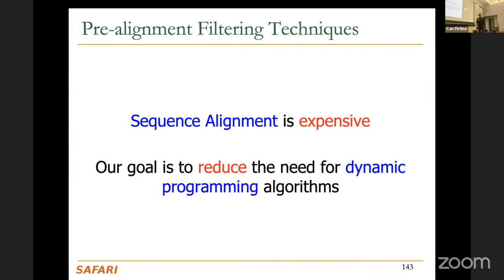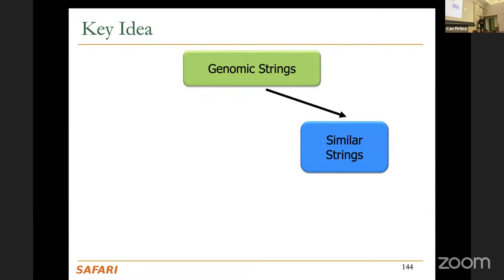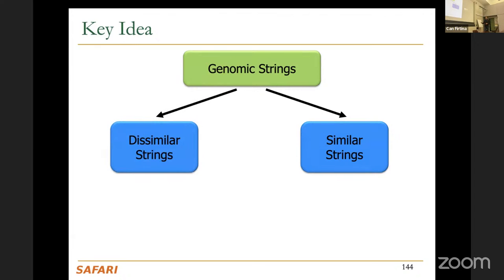We know that sequence alignment is expensive and computationally complex because of its dynamic programming nature. So the goal is to reduce the amount of time that we spend doing alignment. We don't want to do the alignment unnecessarily; we want to do it only when it is necessary. The key idea is that when you have these genomic sequences, strings, you have pairs that are similar in the reference genome, and also some pairs that are dissimilar, but you might still end up doing alignment there. Usually there are many more computations going on when you're aligning the sequence against the dissimilar regions in the reference genome.